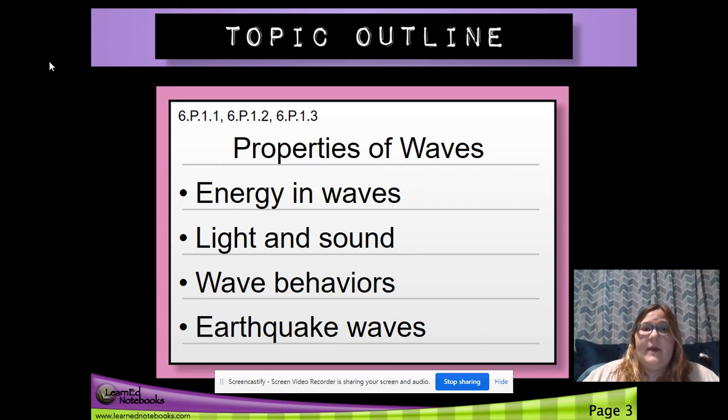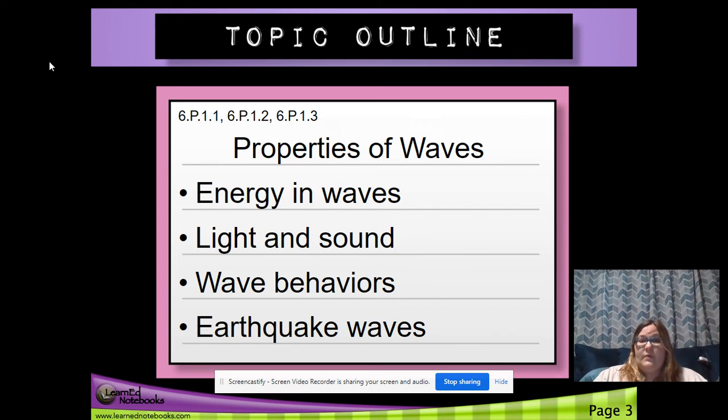In properties of waves, we talked about energy and waves, how it's energy that moves. Light and sound, the difference between light waves, sound waves, wave behavior, and earthquake waves, seismic waves. Those are the 4 main topics that we had there.